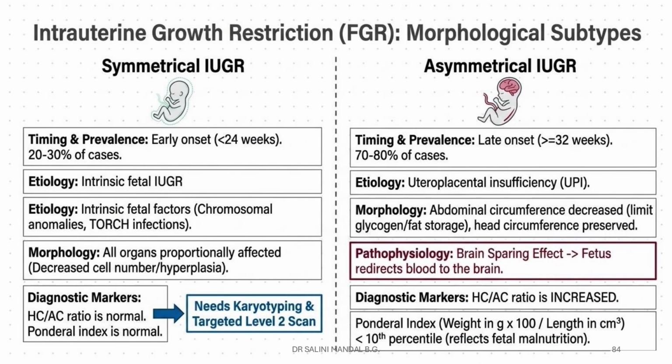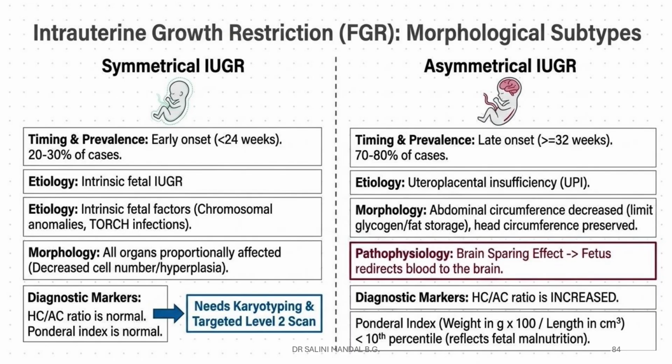ultrasonography findings. Now coming to IUGR, okay, we have symmetrical IUGR, we have asymmetrical IUGR. Symmetrical is the one which is early onset, which is less than 24 weeks, but asymmetrical is late onset, that is more than 32 weeks. Okay, in which this asymmetrical is because of the uteroplacental insufficiency. The other one is intrinsic one. Okay, probably chromosomal defect or TORCH infections and all that, symmetrical.